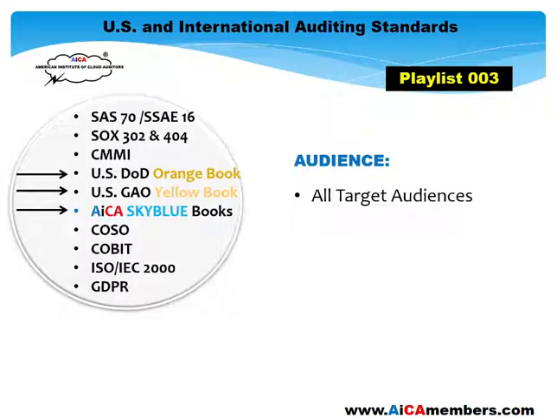U.S. and International Auditing Standards, playlist number 3. SAS 70 and SSAE 16, SOX 302 and 404, CMMI, U.S. Department of Defense Orange Book, U.S. Government Accountability Office Yellow Book, AiCA Sky Blue Books, COSO Framework, COBIT Framework, ISO IEC 2000, and General Data Protection Regulations of the European Union. Those are all discussed on playlist number 3. All audiences are invited to watch this playlist.